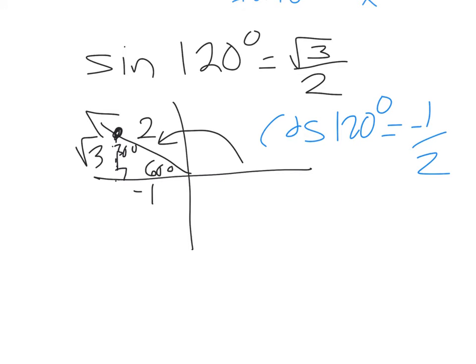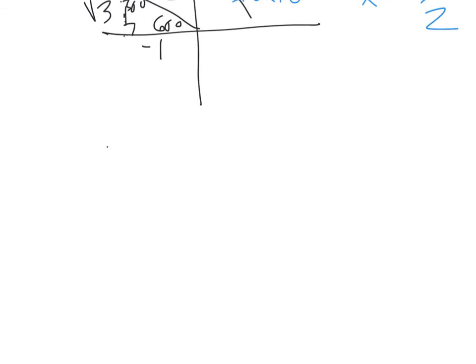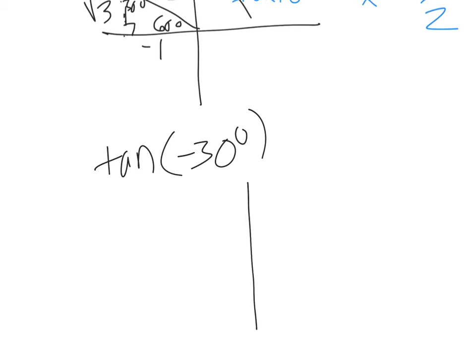Okay, let's do another one. What about if I said to do tangent of -30? So let's do tangent of -30 degrees. So -30 will be in quadrant 4. And when you draw your triangle, and this will be 30 because we're doing -30, but I'm just going to write it as positive because we're going to be dealing with a 30, 60, 90.